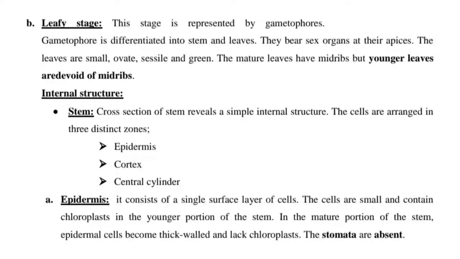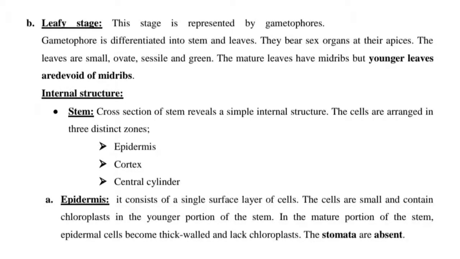Internal structure. Stem. A cross-section of the stem reveals a simple internal structure. The cells are arranged in three distinct zones: epidermis, cortex and central cylinder. A. Epidermis. It consists of a single surface layer of cells. The cells are small and contain chloroplasts in the younger portion of the stem. In the mature portion of the stem, epidermal cells become thick-walled and lack chloroplasts.